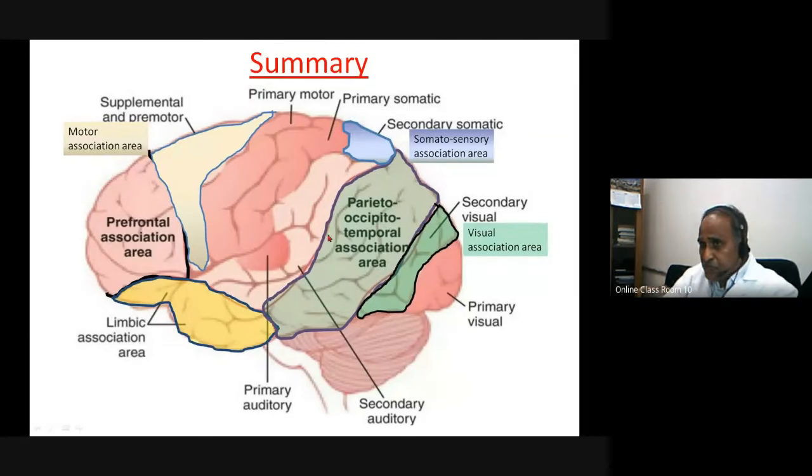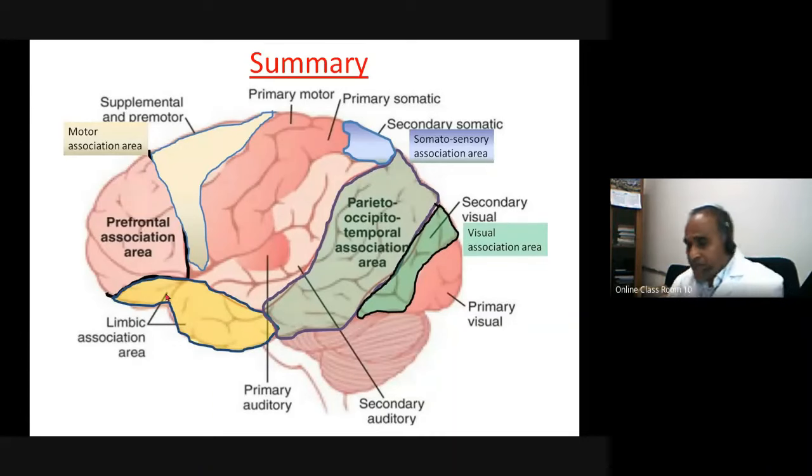This is S2, and we have this auditory area. This is the primary auditory area. This is the auditory association area. This is the parietal, occipital, temporal association area, this whole component. And this is a visual association area, and this is visual area. And this yellow component is the limbic association area. This is the summary of the various areas of the brain.